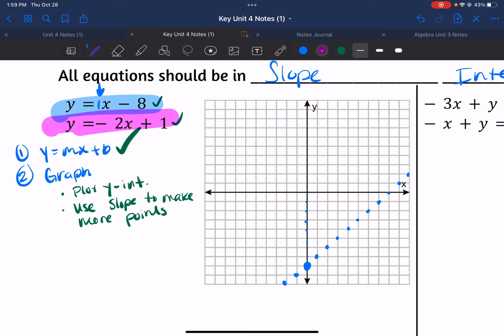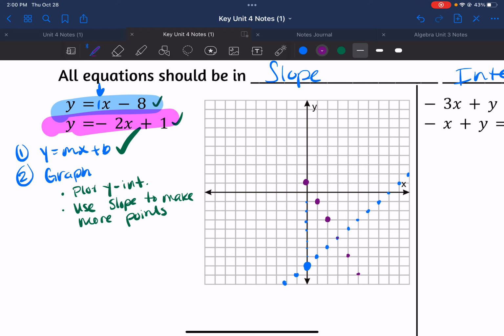So y equals -2x plus 1. Let me go ahead and plot that. Y-intercept is +1, and that goes right there. Bam. Now I need to use my slope to make more points. -2 over 1 means down 2 to the right 1. Down 2 to the right 1. Bam. Look, this point right here that I just overlapped, I'll circle it in a minute. This point right here, I overlapped. So this is the solution.